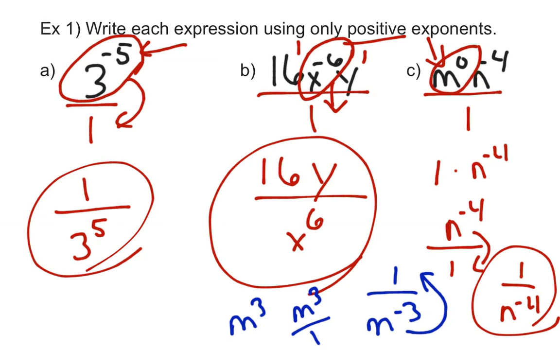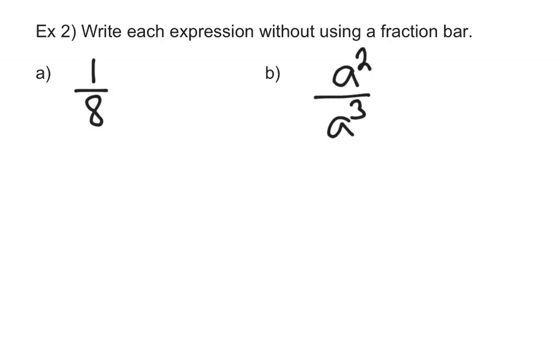So no matter what, I don't care if it's a numerator. If it's on the numerator, then you move it to the denominator to make it positive. If it's already in the denominator and negative, you move it to the numerator to make it positive. Okay, write each expression without using a fraction bar.